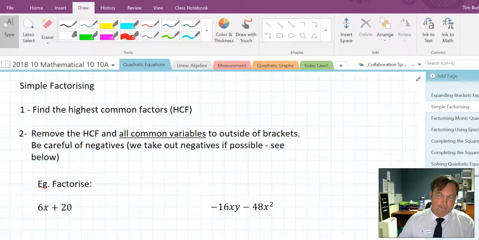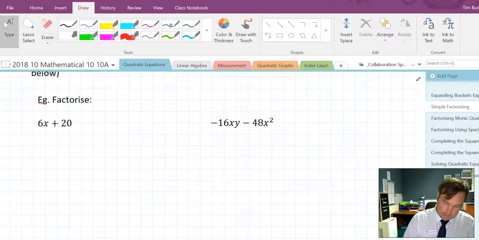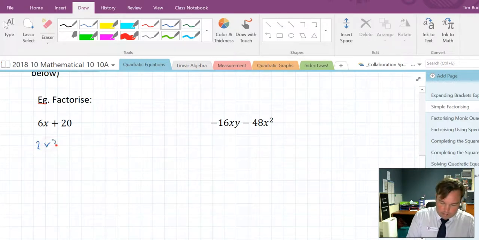Alright, so simple factorising. Find the highest common factors, and remove all the highest common factors and the common variables outside of brackets. So what that looks like here is to think about, well, what is the highest common factor of 6x and 20? I can think of 6x as 2 times 3x. And I can think of 20 as 2 times 10.